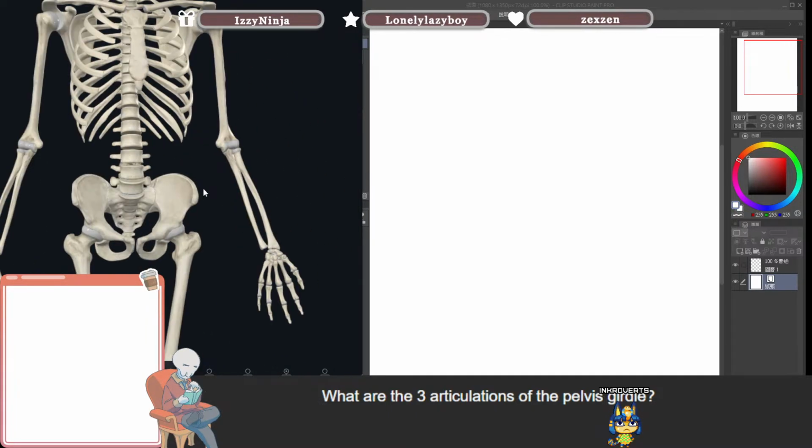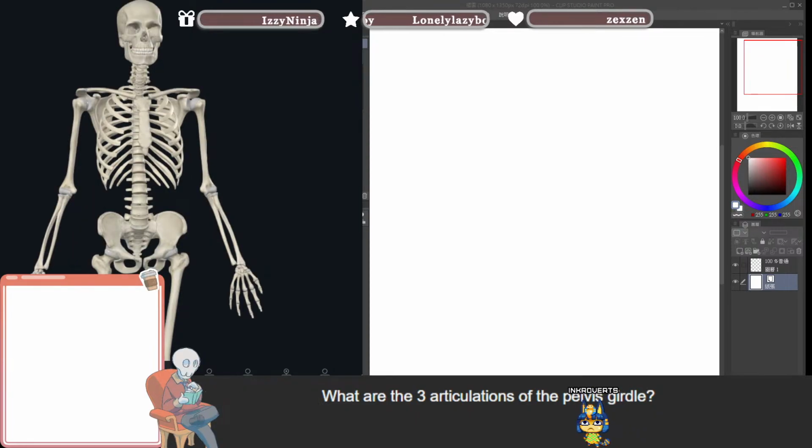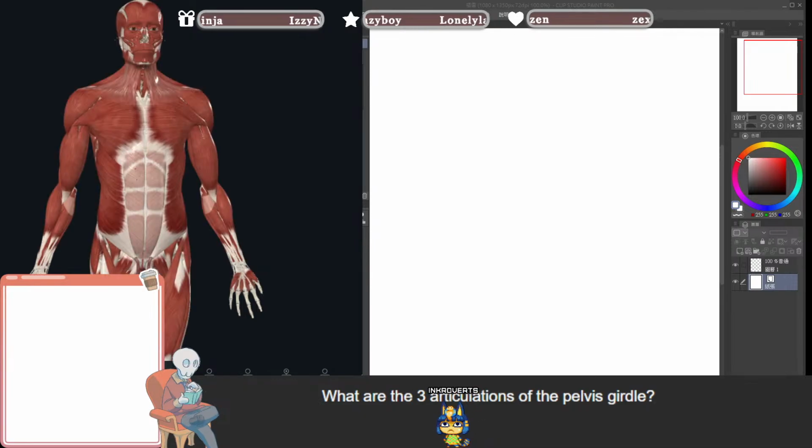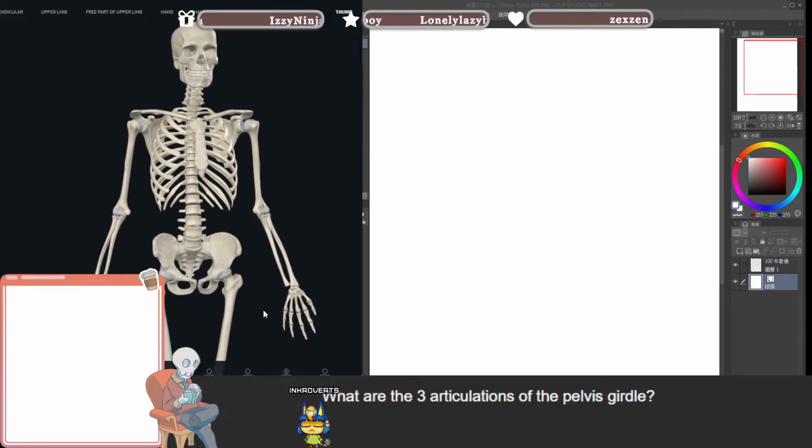And on top of bone, it also has muscles. There you go. Got muscles. So cool. And I'll put it over here.